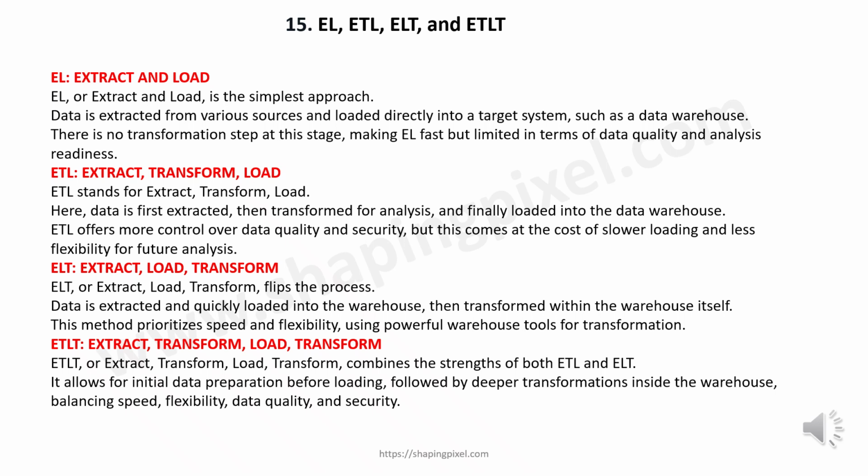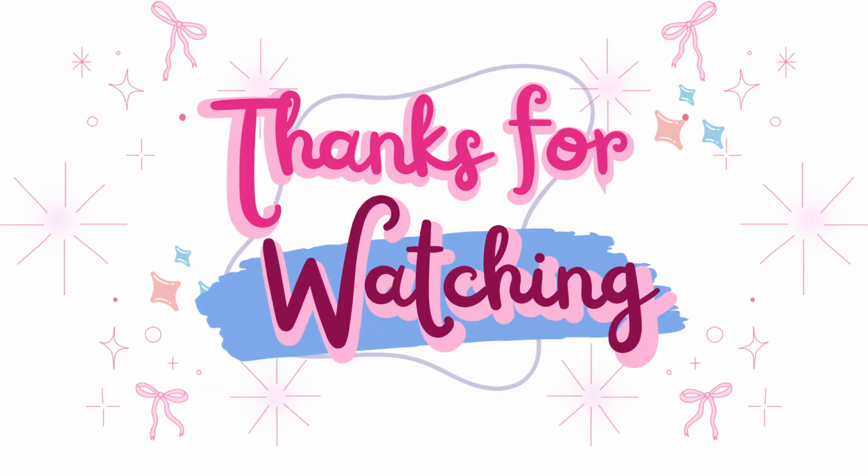Data is extracted and quickly loaded into the warehouse, then transformed within the warehouse itself. This method prioritizes speed and flexibility using powerful warehouse tools for transformation. ETTLT, or extract, transform, load, transform, combines the strengths of both ETL and ELT. It allows for initial data preparation before loading, followed by deeper transformations inside the warehouse, balancing speed, flexibility, data quality, and security.